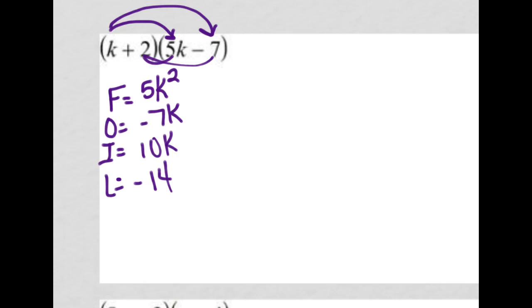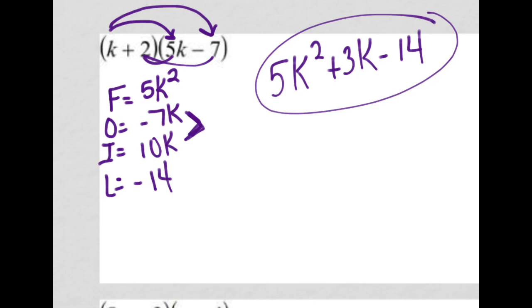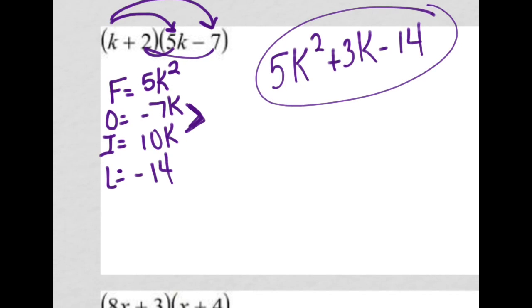So then, we just have to combine our like terms. We only have 1k squared, so that's part of our answer. Negative 7 plus 10 is a positive 3k with minus 14 on the end. You'll notice in every single one of these, the only two terms that combine are the outside and inside terms, your two middle ones. The two outer ones just become a part of your answer.